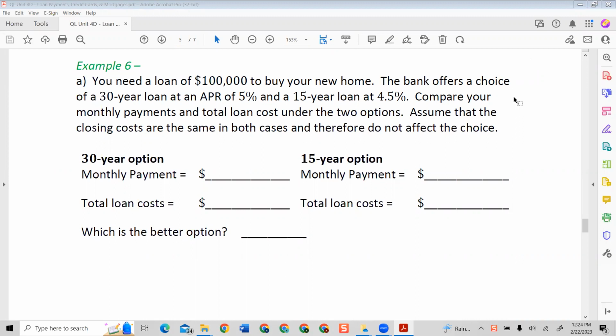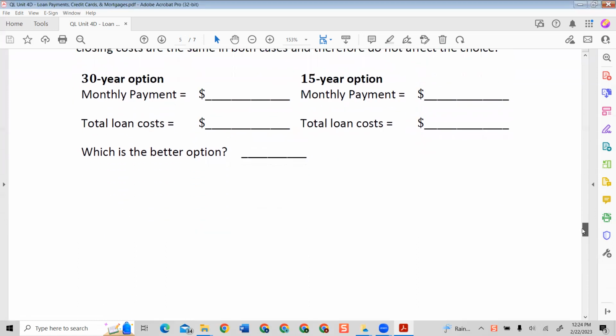Assume that the closing costs are the same in both cases. Therefore, they do not have an effect on the choice. So, okay, let's calculate both. Let's do the 30 first. I'm going to scroll down and get myself some space right here.